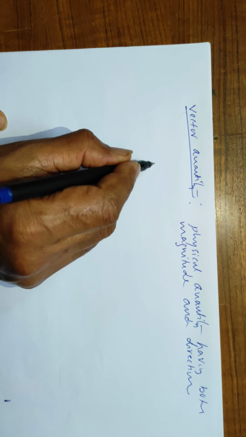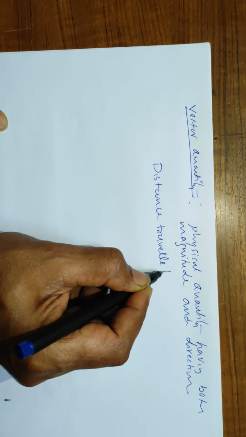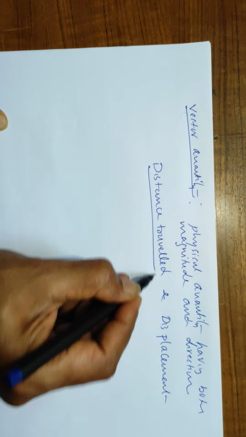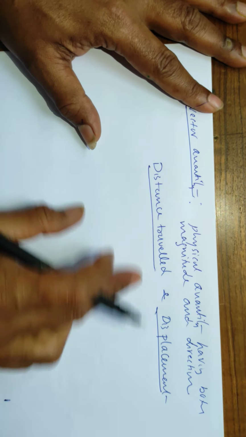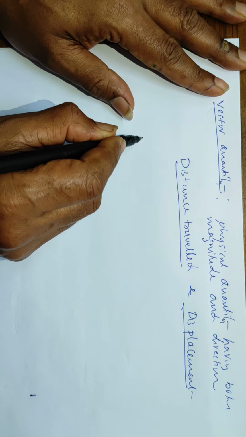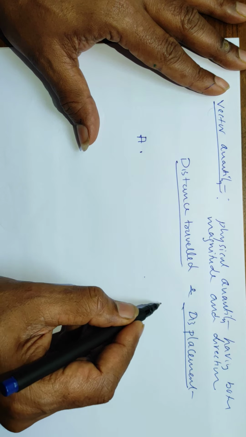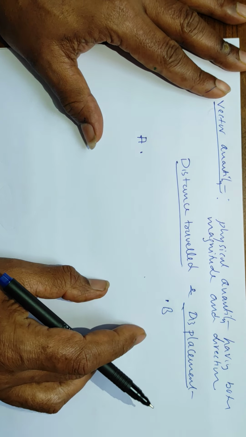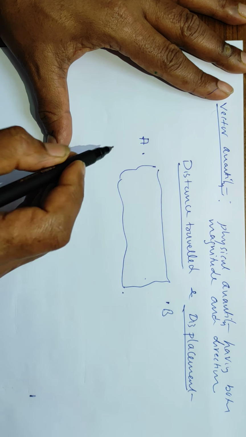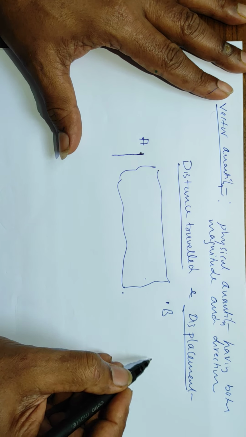Let us consider distance traveled and displacement. I would like to explain this by giving one example. A person is at A. He wants to reach B. B is the destination. Some obstacle is over there. He can't move in this direction.